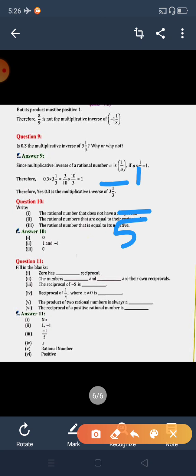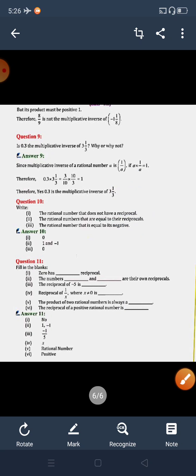The product of two rational numbers is always a rational number. You multiply two rational numbers, because for multiplication of rational numbers, which property is there? Closure property. So multiplication of rational numbers follows the closure property. If you multiply two rational numbers, the answer is always a rational number. The reciprocal of a positive rational number is always positive, because in a reciprocal we can't change the sign, we only interchange the numerator and denominator.